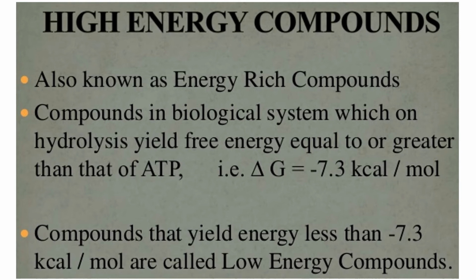High energy compound. Such a topic is there actually in your syllabus. Also called energy rich compounds. These are the compounds in the biological system which upon hydrolysis yield free energy equal to or greater than that of ATP. That means delta G, the free energy change should be greater than 7.3 kilocalorie per mole. Why is a negative sign given there? Because that reaction is actually, is it exothermic or endothermic when the negative sign is given there? Just try to think and find out. But one thing is there, whenever there is the negative sign, the reaction is spontaneous.